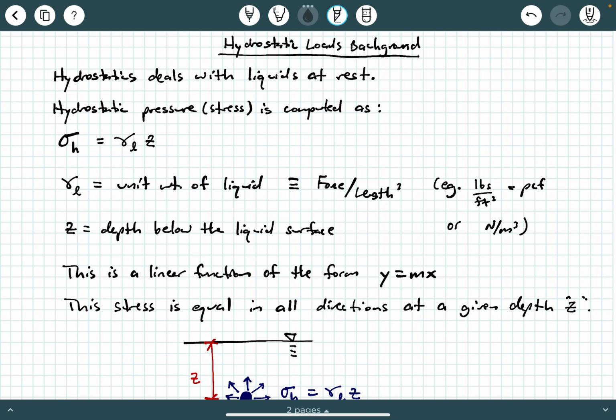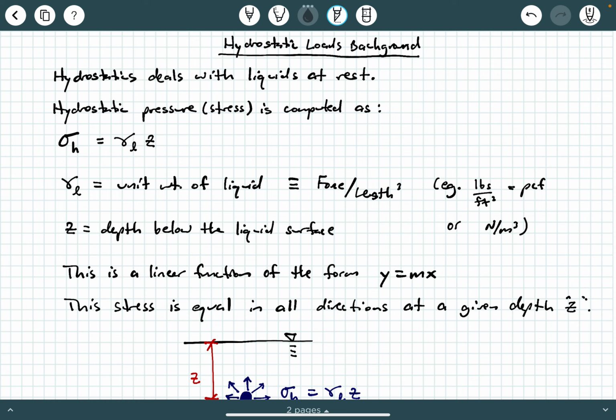So if you look closely, this is a linear function, okay? I have this sentence here. This is a linear function, and it has the form y equals mx. So here, x is your independent variable, and in our hydrostatic pressure relationship, z is the independent variable. M is the slope, and in our relationship, gamma L is the slope. And then the dependent variable y is represented by sigma sub h. So it's a basic linear equation.